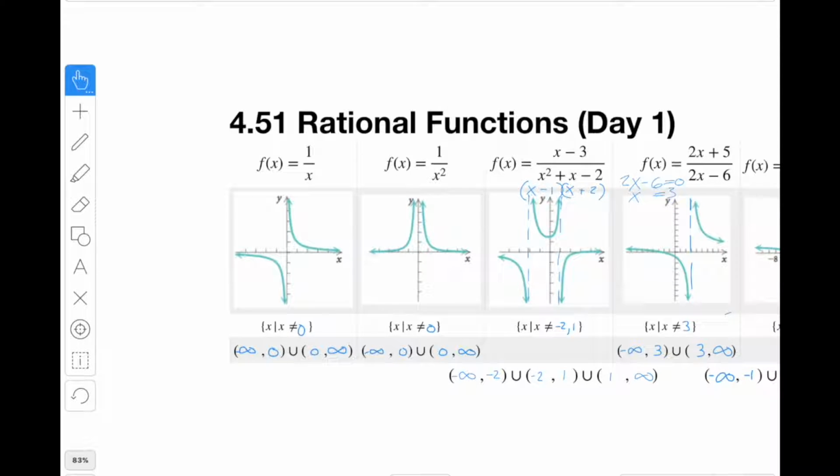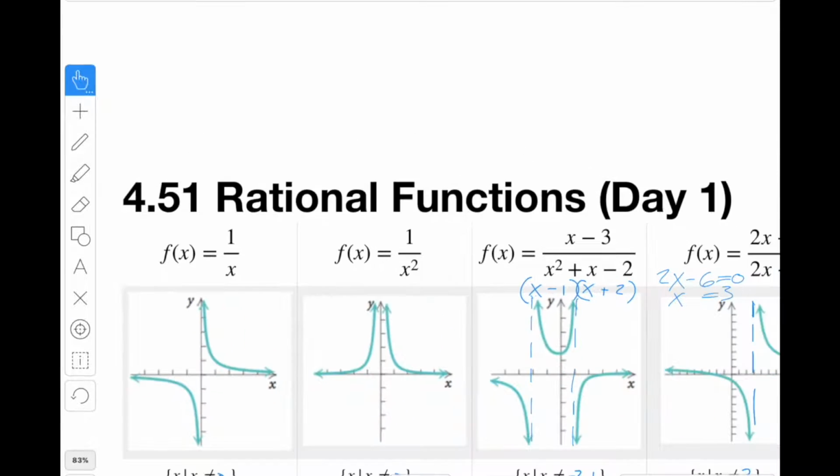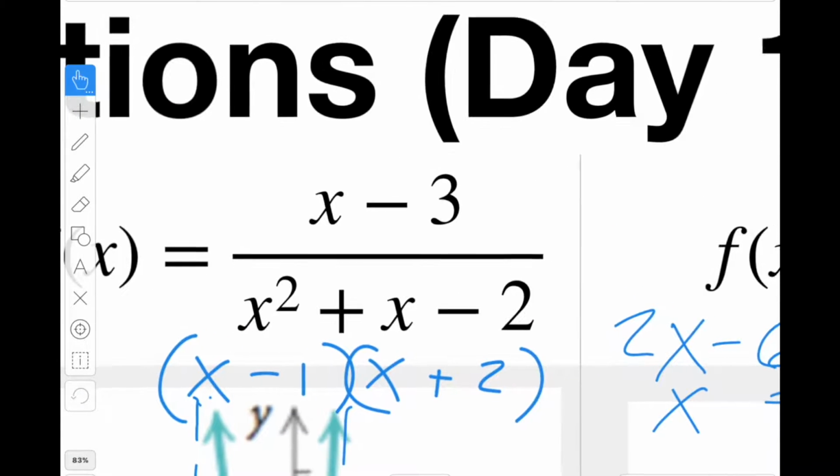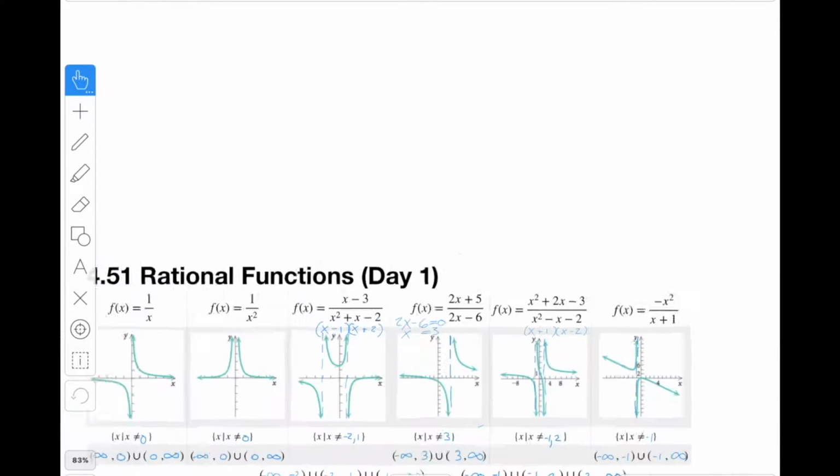We've got section 4.5, day 1. This is rational functions. What's a rational function? A rational is the same thing as ratio. That's the base word. And then ratio is kind of the same thing as fraction. So all of these functions have fractions. We're basically putting polynomials into fractions and seeing what comes out. Fraction, fraction, fraction. They're all fractions.